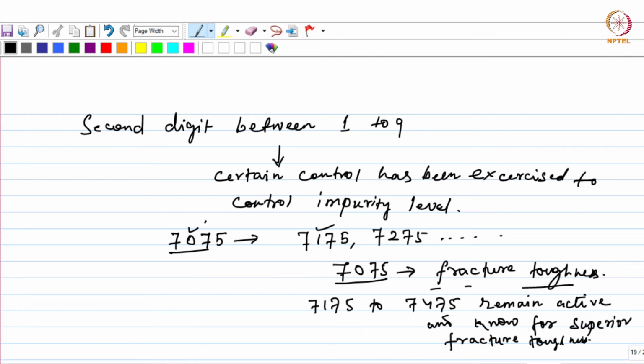So like that, it is true for other series of alloys also, when you have the second digit changed from 0 to any other integer. Now let us look at the third and the fourth digits.